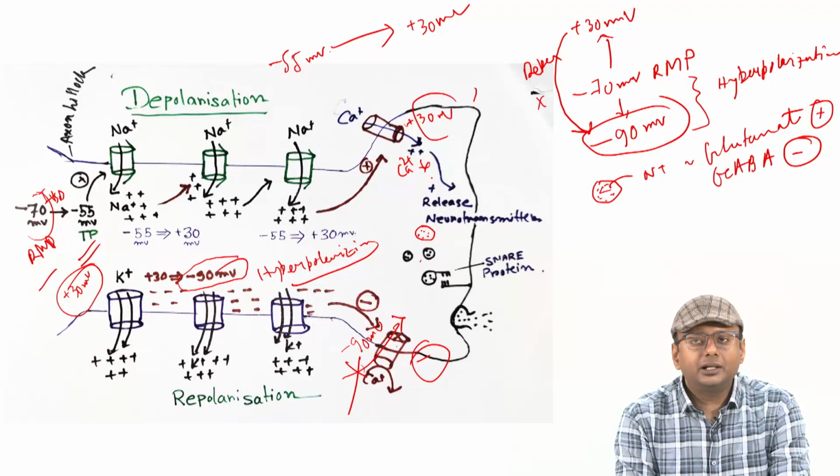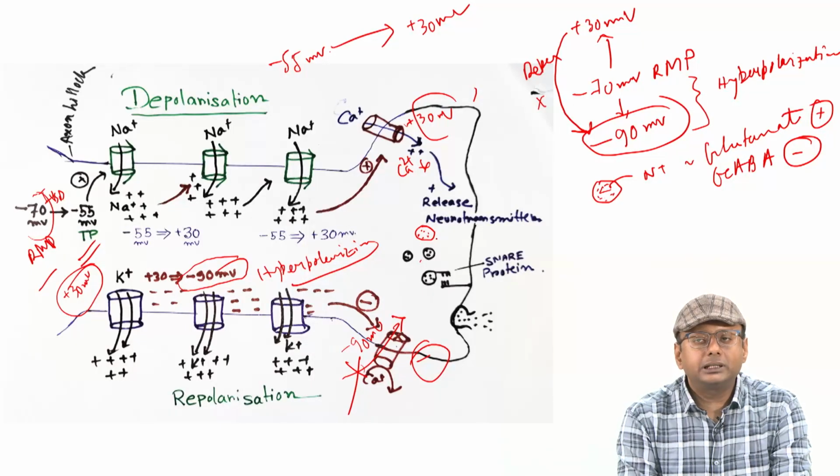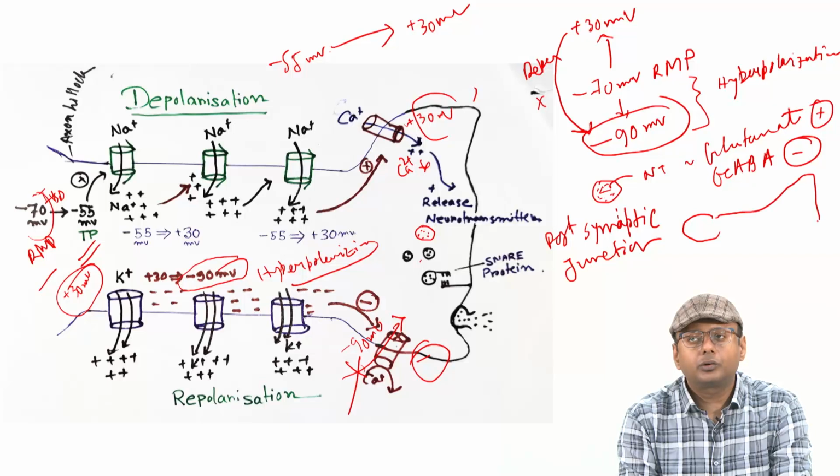So basically the cell is trying to use this potential to open up the calcium ion channel, and this calcium ion has a specific role in the release of the neurotransmitter from the axonal terminal area to the post synaptic junction. If I consider there is maybe one more neuron here, how is the calcium ion helping?